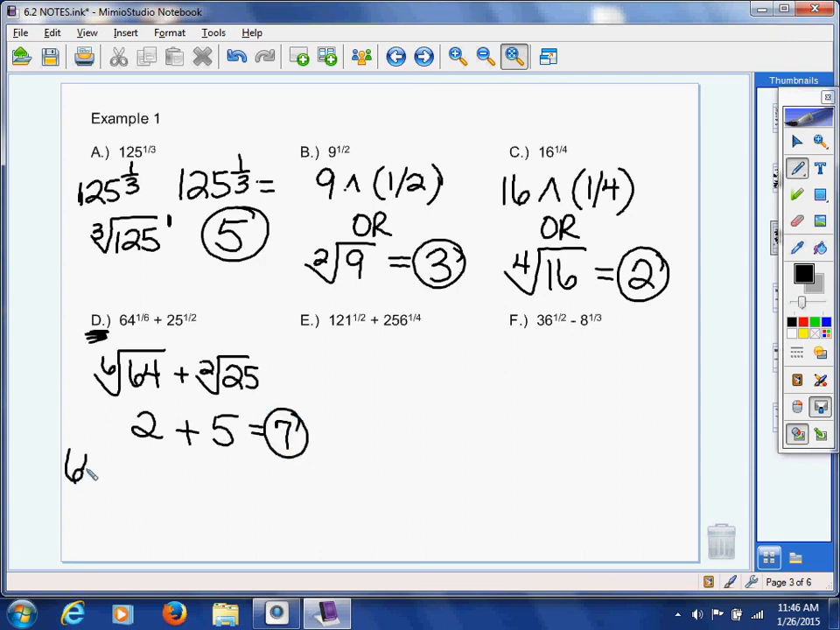I would put this in your calculator just like this, just like I was showing you. And you'll get 7 out of that. Either way, you'll get 7 out of that. Okay? And so you can do the same thing for E and the same thing for F and come up with those answers and see what you get.